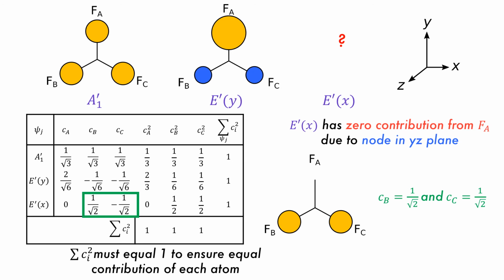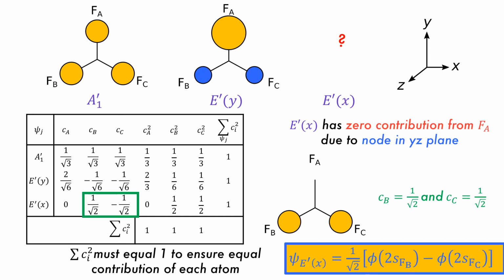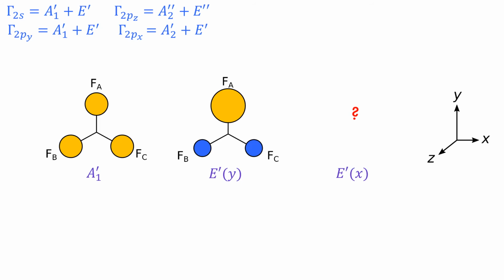Thus, for Fb and Fc we have coefficients of either plus or minus 1 over root 2, with the negative sign on one of them because of the node in the yz plane and to ensure x-like character. This means that the orbital we are looking for must have this wave function with no contribution from atom A and atoms B and C having opposite phase.